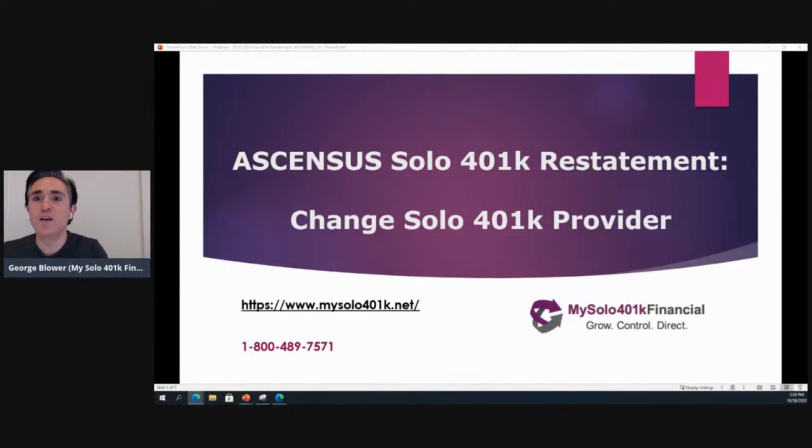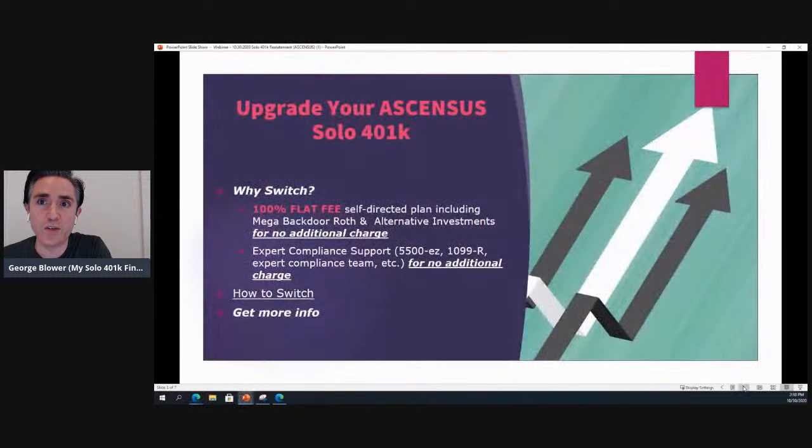Today's session is to discuss the process to restate a solo 401k with ASCENSUS. And so let's take a look at our roadmap of what we're going to discuss.